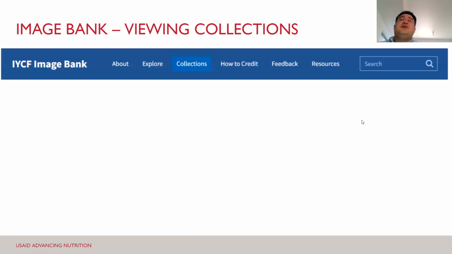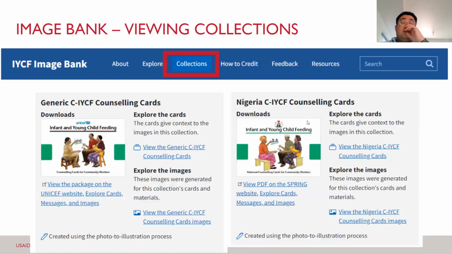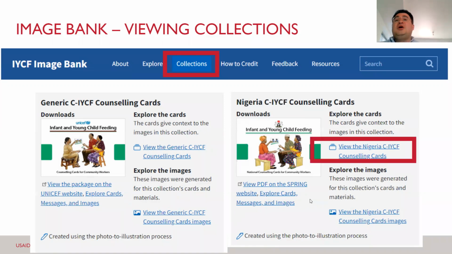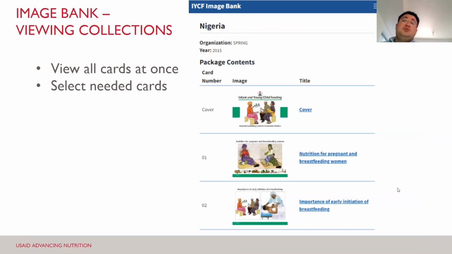So instead, we created this portion of the website. If you're on the image bank website, you can always click on collections here at the top. And that will take you to a long list of different counseling cards. You can always, with each one, find the PDF of the full counseling card package. But some of these links, where it says explore the cards, and you can view the cards, in this case, Nigeria cards, will take you to a page that shows all of the cards sort of in sequence. So you can see right here, this is that card that we were looking for.